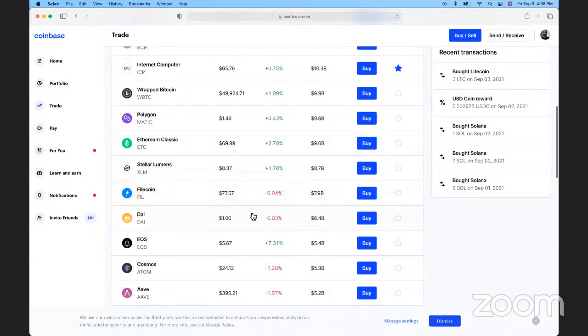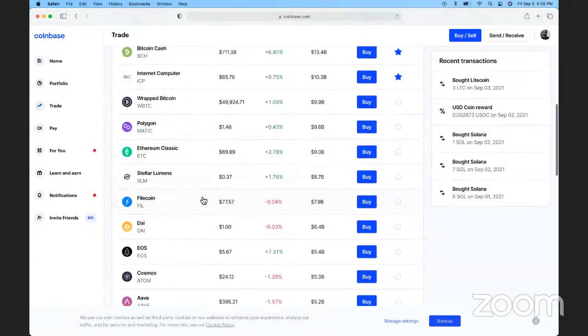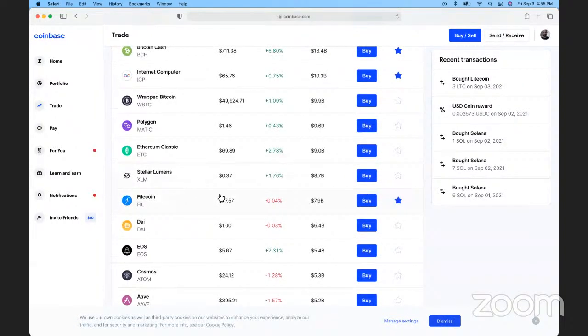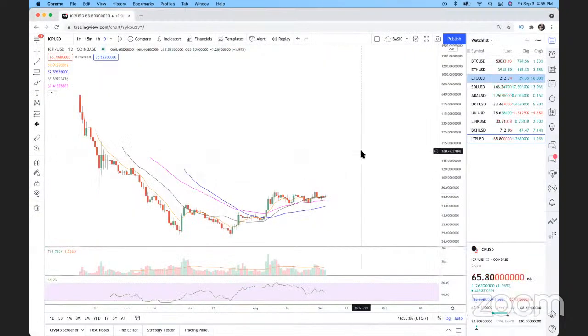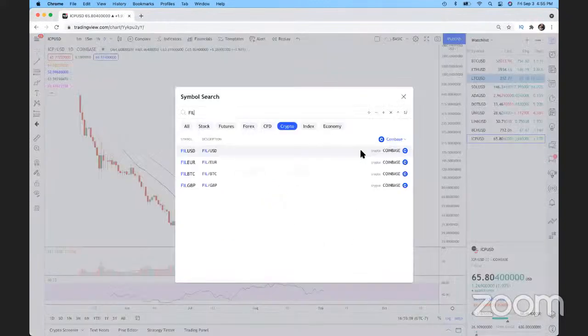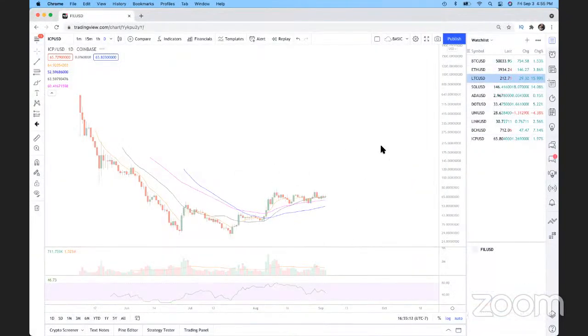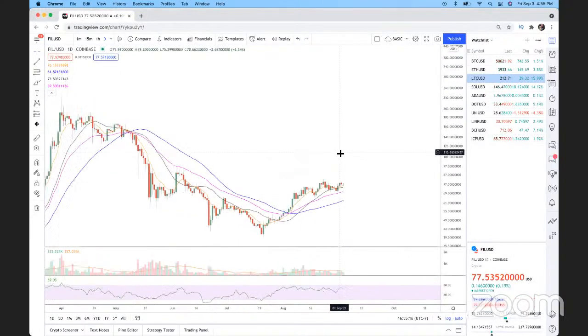It's okay. Let's look for something else. Filecoin. I saw it a few days ago. It looked interesting. I don't remember why, but let's look it up. So the ticker is FIL USD.